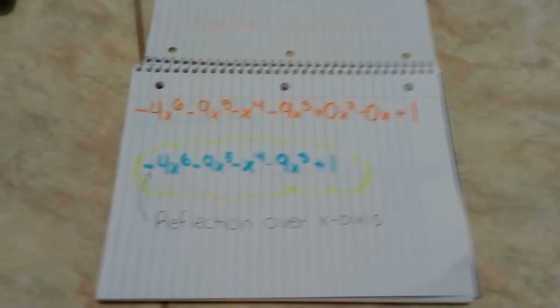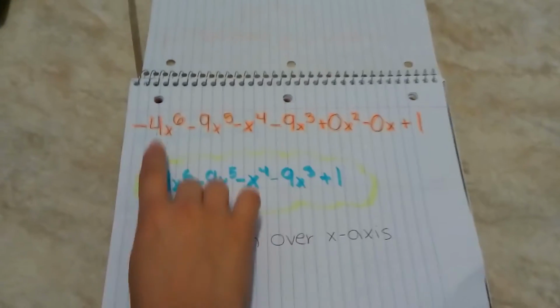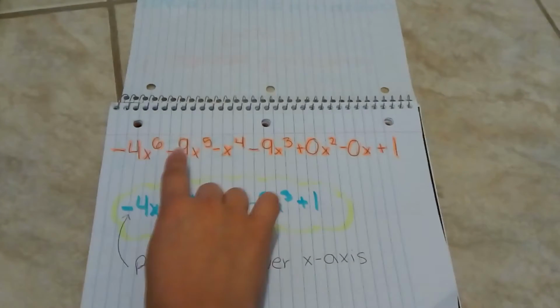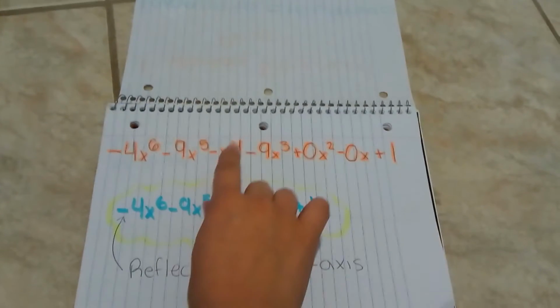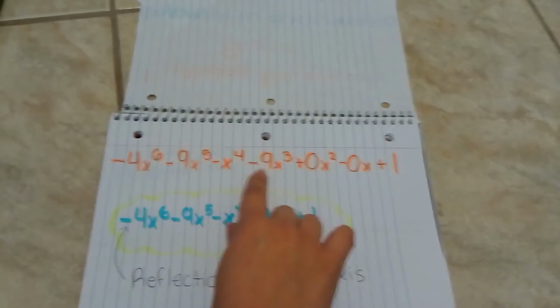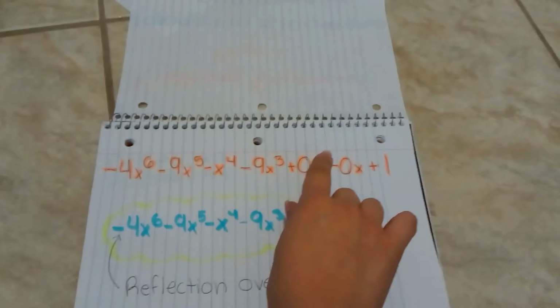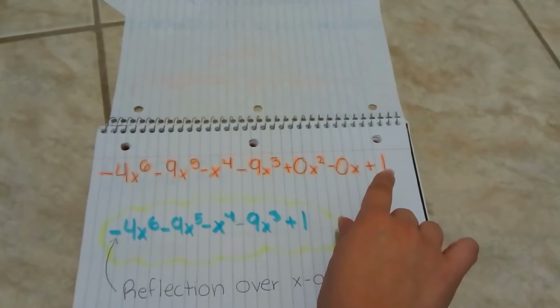When we take this number into a function, I chose to put it in this order as -4x to the power of 6 minus 9x to the power of 5 minus x to the power of 4 minus 9x to the power of 3 plus 0x to the power of 2 minus 0x plus 1.